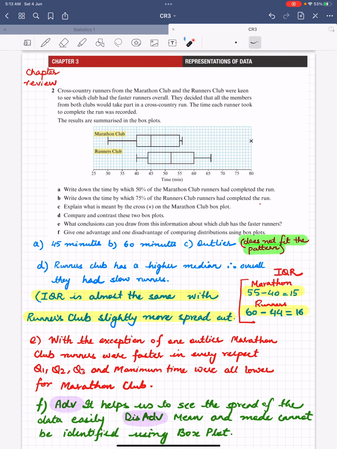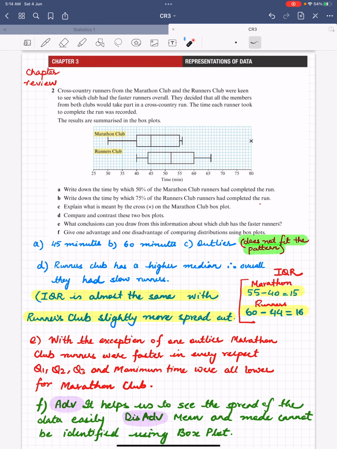Then the next question is, explain what is meant by the cross on the Marathon Club box plot. So here is the cross and it is with the Marathon Club box plot. So a cross near the box plot is basically representing an outlier. An outlier is nothing but some value that does not fit in the pattern. It is unusual.